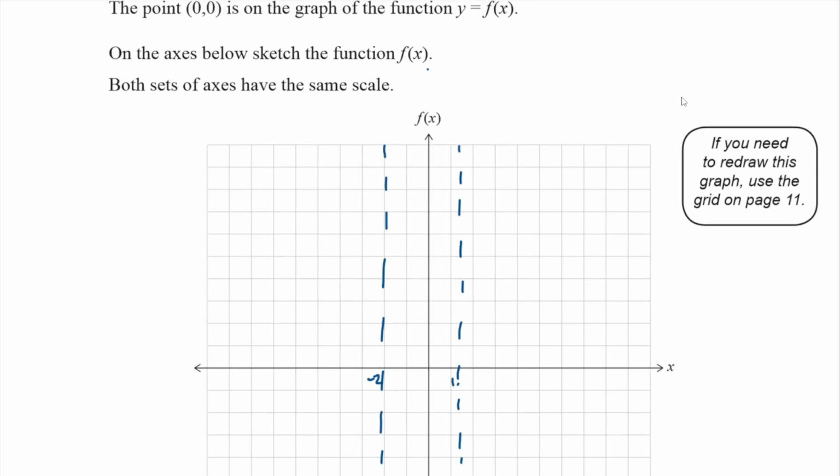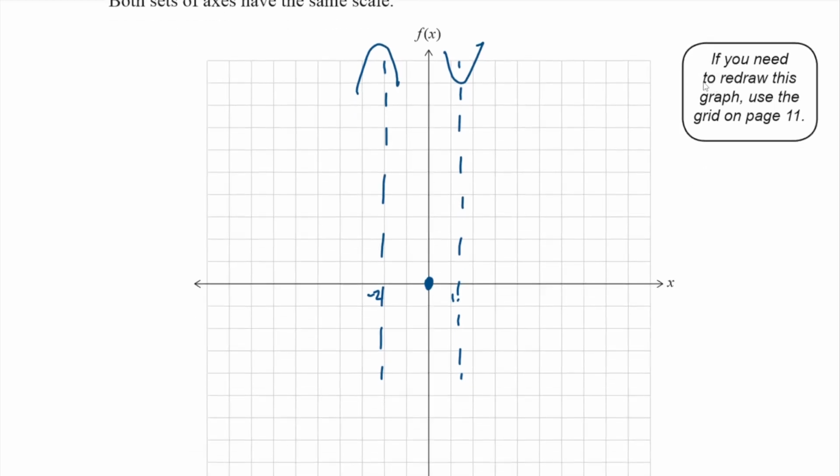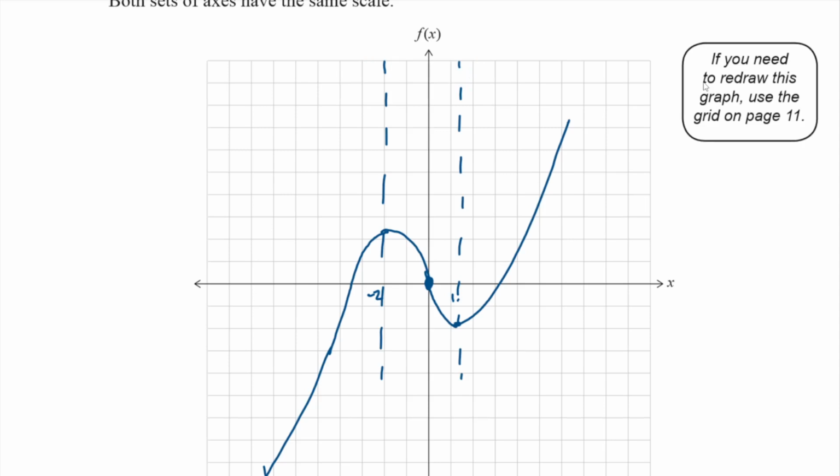Cool. Alright, so with that, we can now sketch the original function. So firstly, we know that we need the maximum aligned with that vertical line and the minimum with this vertical line. We also know it must pass through 0, 0. So with that, we can now sketch. So it has to have increasing gradient, maximum, go through the origin, minimum, then increasing gradient again. Yep. And that would be enough for merit.